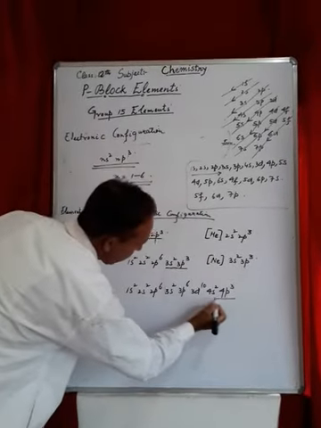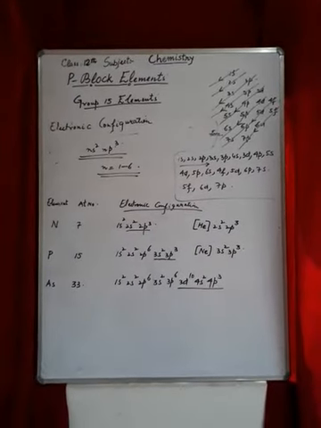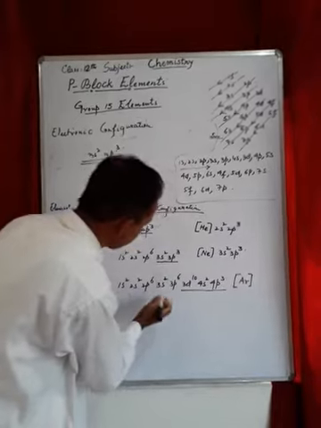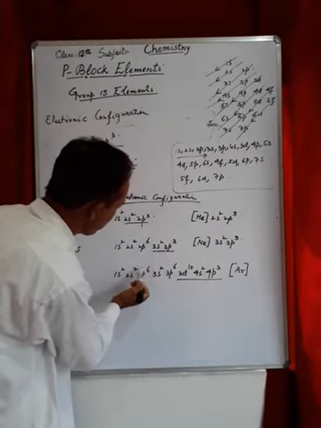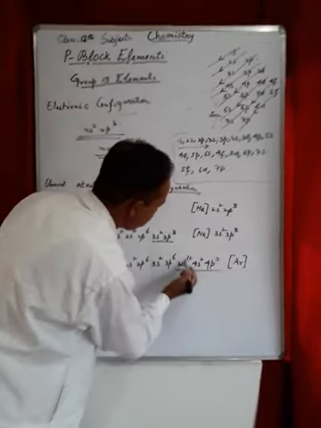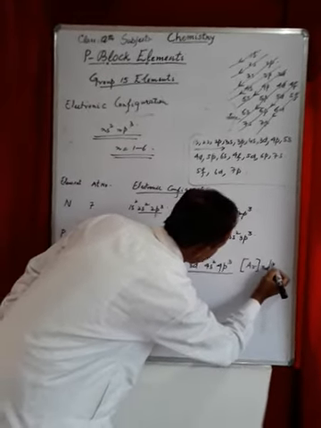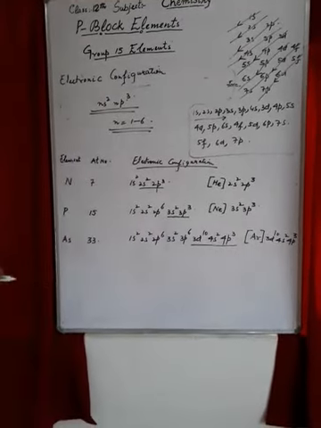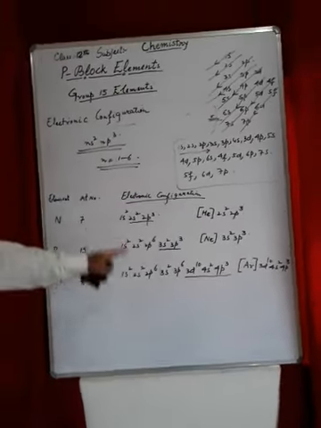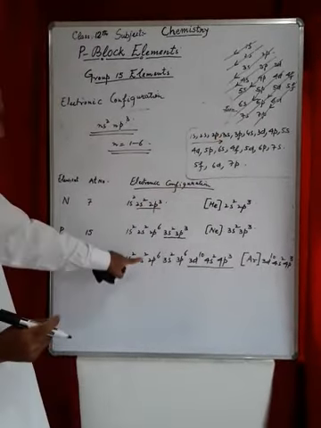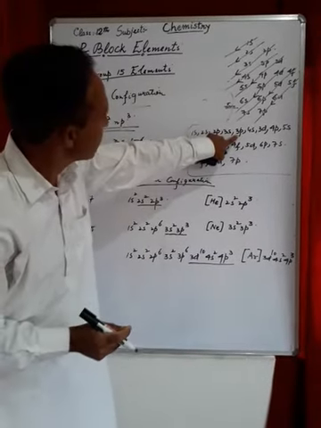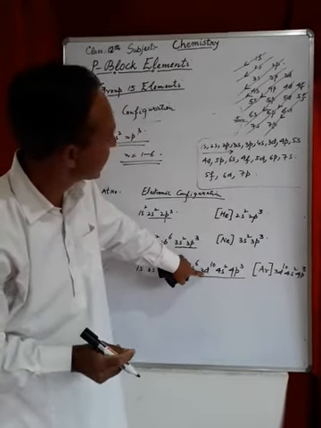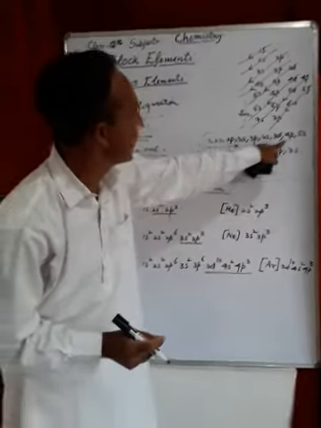So with the noble gas core: helium, neon, argon. Argon has 18 electrons, then we will write 3d10, 4s2, 4p3. If we compare this with the full form, after 3p we first had to fill 4s, which we did, 3d10 is complete, then 4p3.